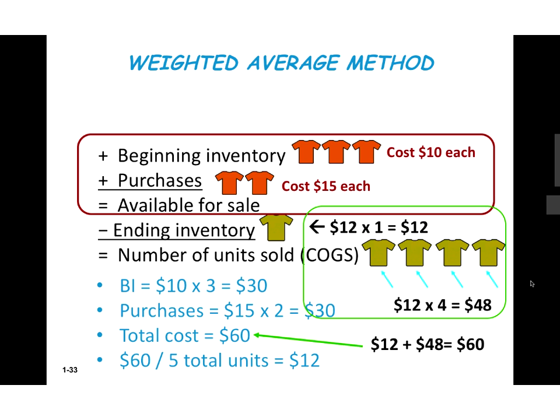So weighted average is not bad. It's probably the second easiest method after specific identification. Where weighted average gets really messy, this is great for one period, but you can imagine what happens as you go forward and you have more periods and you have prior costs, and it can get really, really sticky over time. So that's weighted average method.